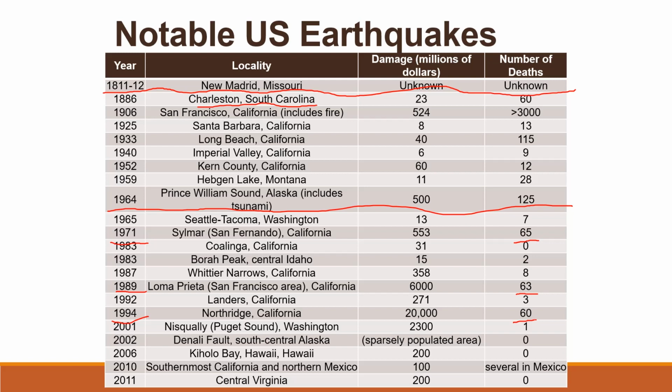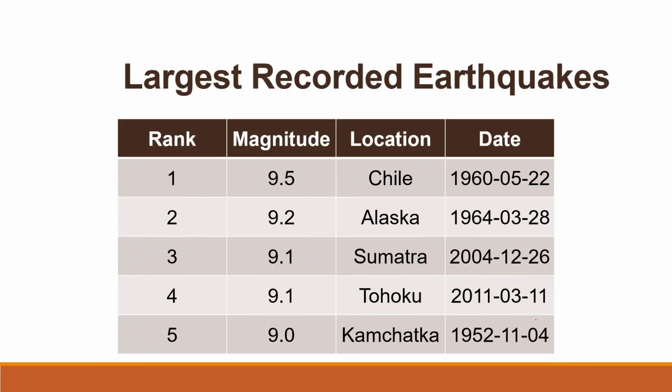I want to point out that the textbook that I took much of this information from was very U.S. centric, so some of these things will be specific U.S. earthquakes. I will talk about next the largest recorded earthquakes. So Chile, 1960. Subduction zone. Prince William Sound, Alaska, 1964. Subduction zone. Sumatra, 2004. Subduction zone. Tohoku, 2011. Subduction zone. Kamchatka, also subduction zone, 1952.